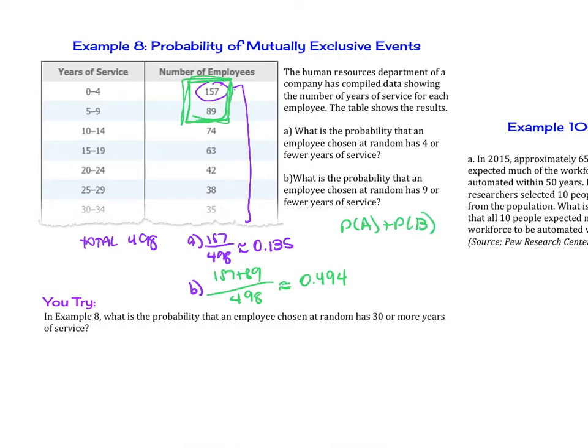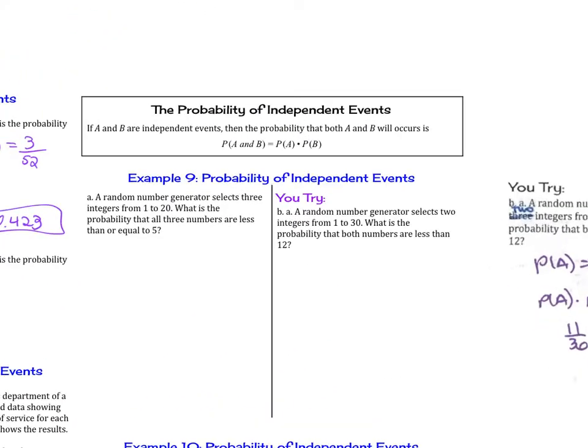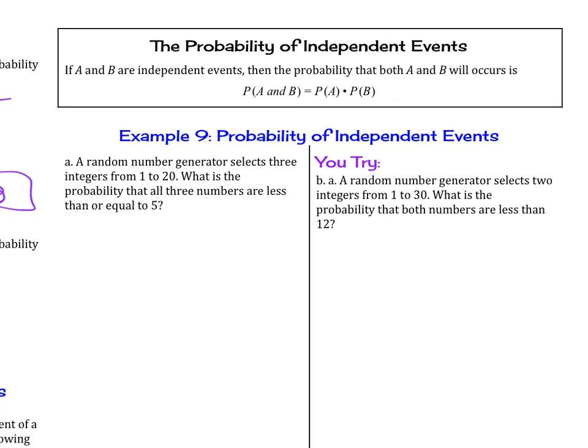There is no intersection. So in example 8, what's the probability that an employee chosen at random has 30 or more years of service? So that's going to be 35 over 498, and then that's approximately 0.070.